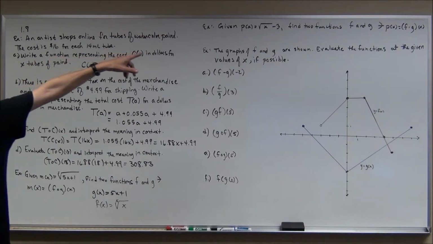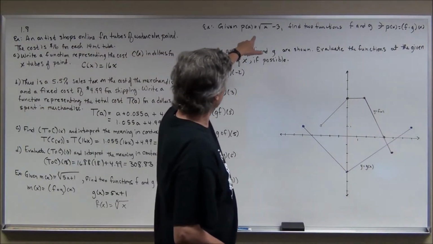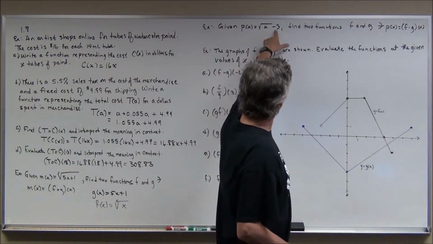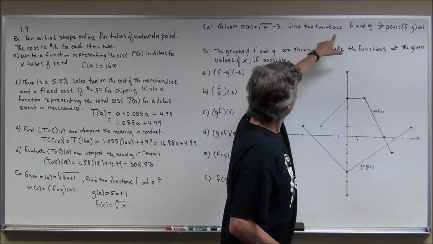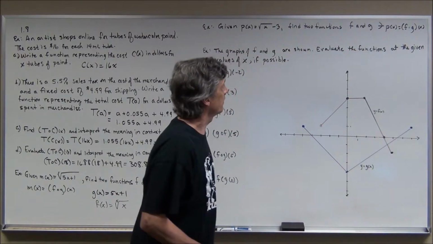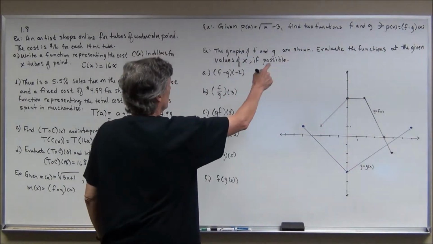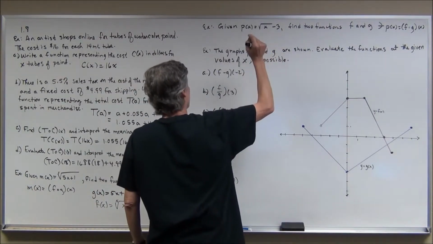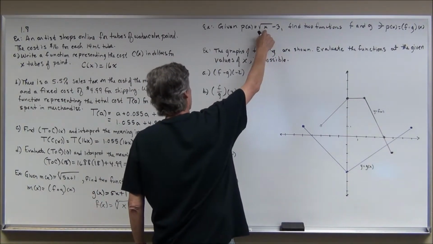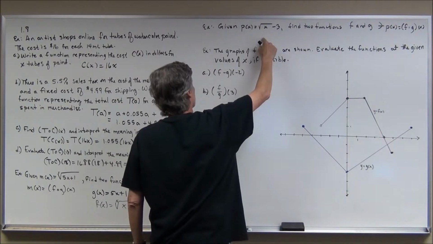Another one right up here, very similar. P of x is equal to the square root of x minus 3, that's outside the radical. Find two functions, f and g, such that f circle g of x is equal to p of x. So my inside function here, what would I do first? Well, the first thing I would do if I plugged in a number for x is I would take the square root of it.